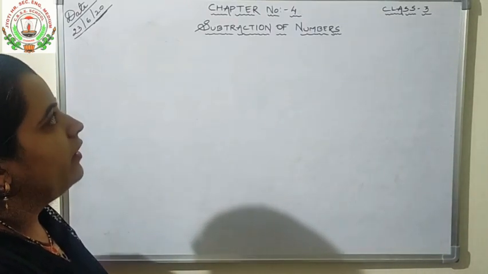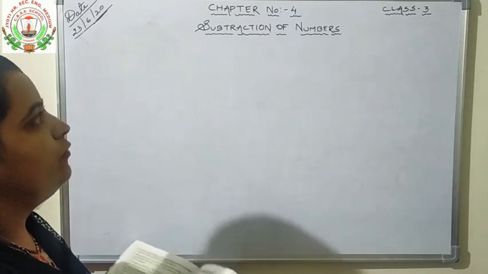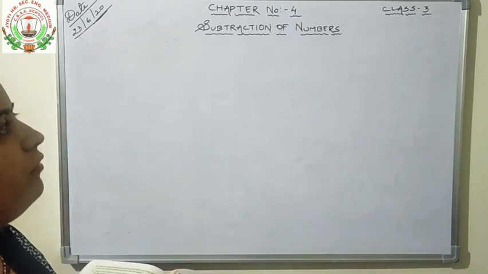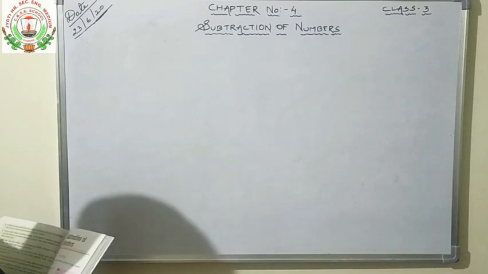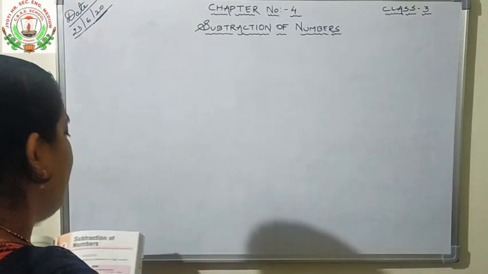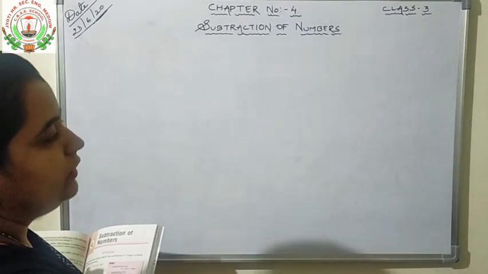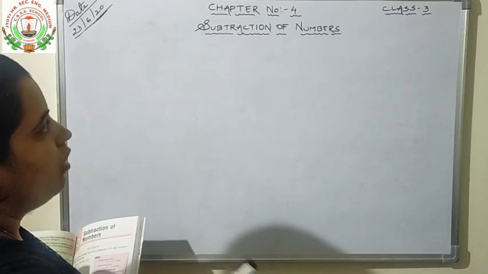Today we will start our new chapter, chapter number 4, which is subtraction of numbers. In class 2 we have already learned the subtraction of 3-digit numbers with or without carrying.